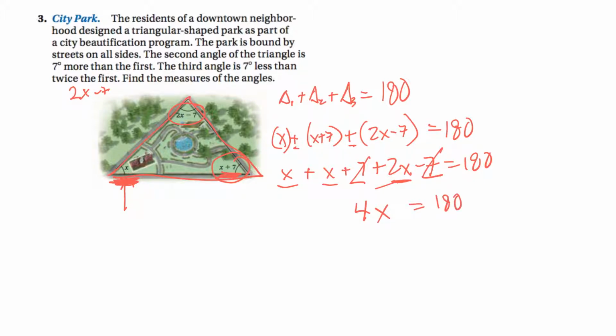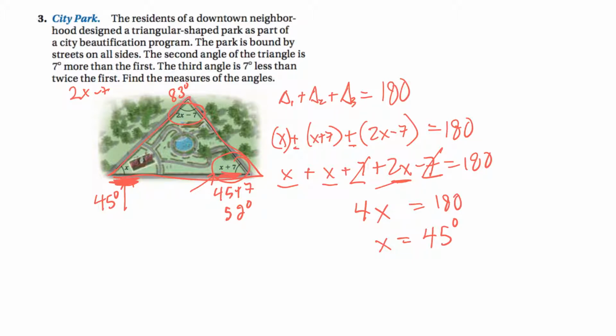Now I divide 4 into 180, and I think that comes out to 45 degrees. So x, that's this first one, is 45 degrees. The next one is x plus 7, so 45 plus 7, I think that's 52. And then the last one will be 2x, so 2 times 45, that'd be 90. And 90 take away 7, I think that's 83. So this top one is going to be 83 degrees.